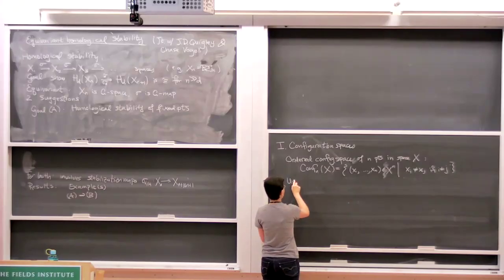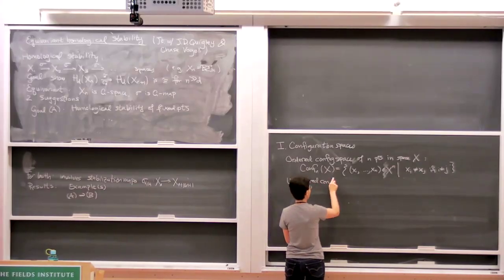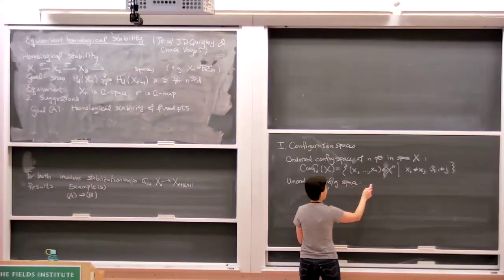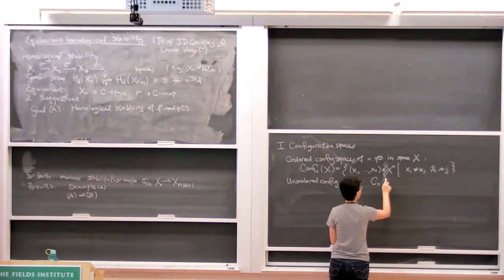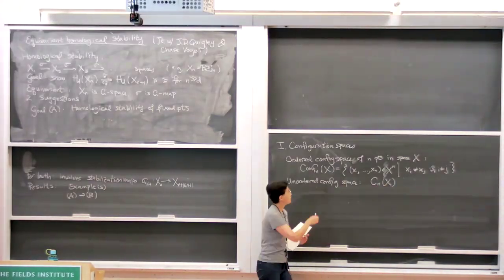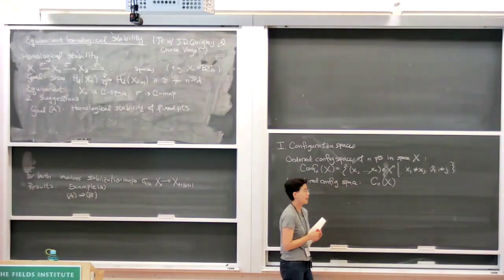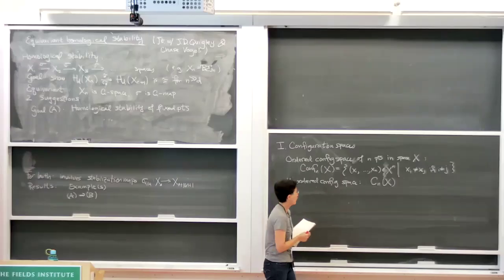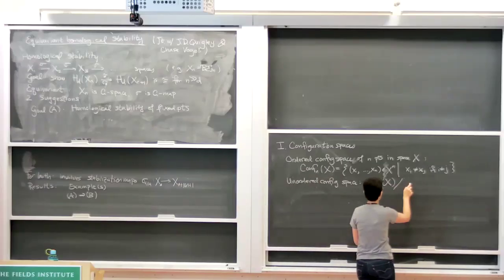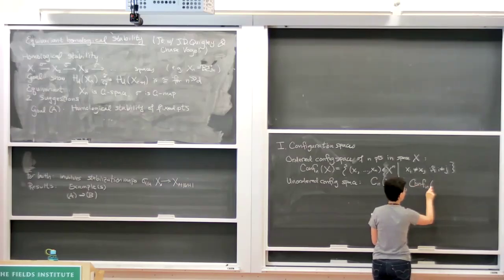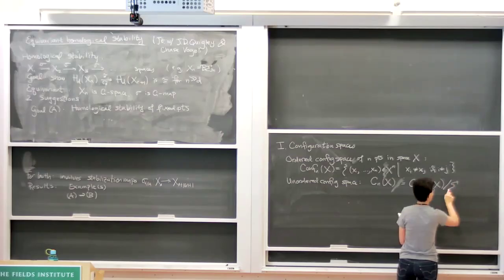And we also care about the unordered version. So I'm going to call that C_n of X. And what you do is you notice that the ordered configuration space has a natural action of the symmetric group that permutes the points. And we're going to mod out by that. So this is the ordered version modulo the action of sigma_n.